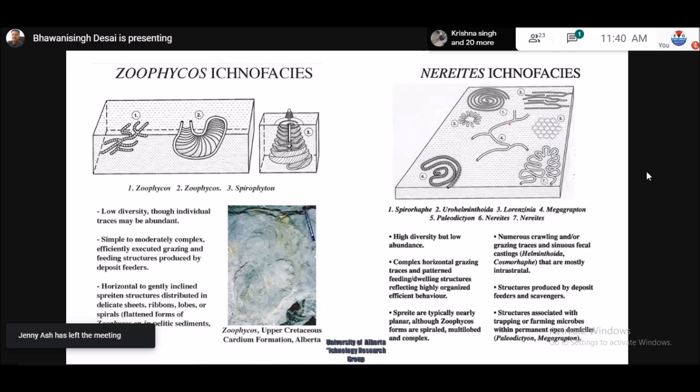A special case is a shelf environment. In a shelf environment, sediment rarely comes; it only comes when you have very extensive storm conditions, which bring the sand. Otherwise, it's only mud that is settling. So in that case, you will have Zoophycos.